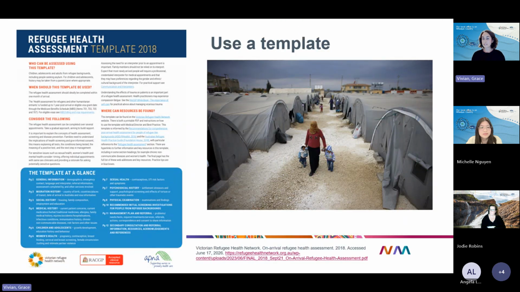Using a template can be really useful, as I'm sure you appreciate. This refugee health assessment template is available online in RTF format, so you can upload that to Best Practice or whatever other software you're using, have it auto-filled, and just enter in the details that you need to as you go. This is a particularly good template because it gives you lots of hints along the way about what to ask for as well.